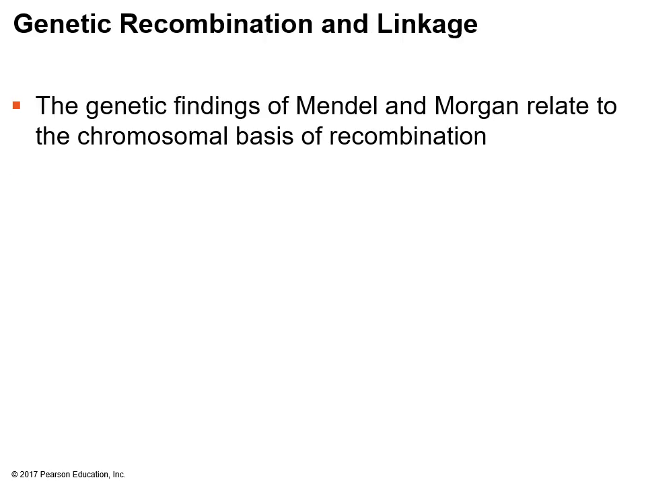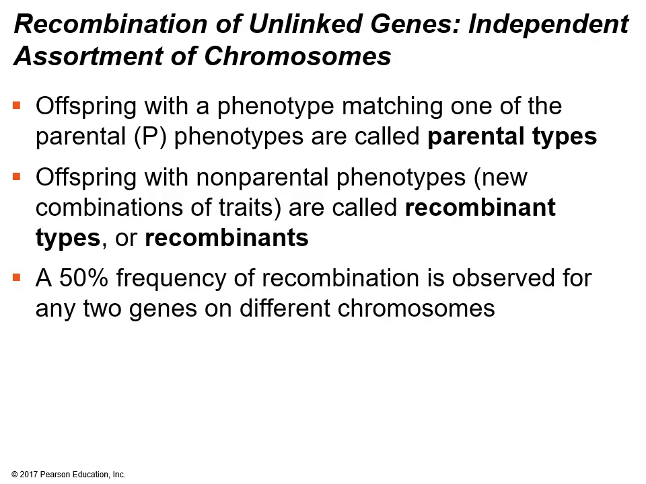The genetic findings of Mendel and Morgan relate to the chromosomal basis of recombination. So offspring with a phenotype matching one of the parental phenotypes are called parental types. And offspring with non-parental phenotypes, which are new combinations of traits, are called recombinant types or recombinants. A 50% frequency of recombination is observed for any two genes on different chromosomes. Okay.